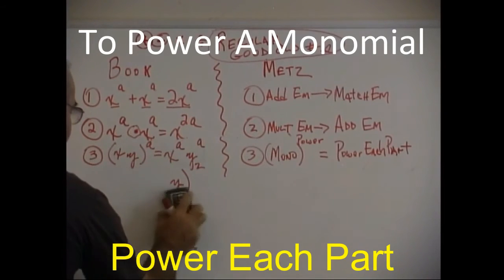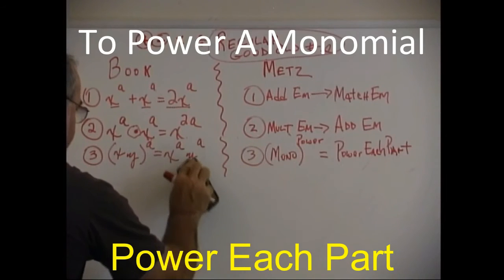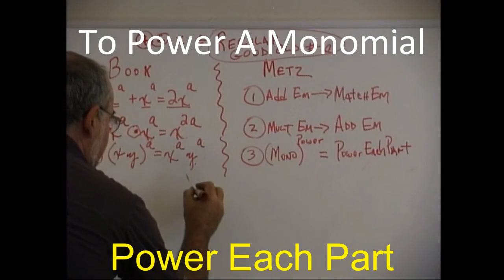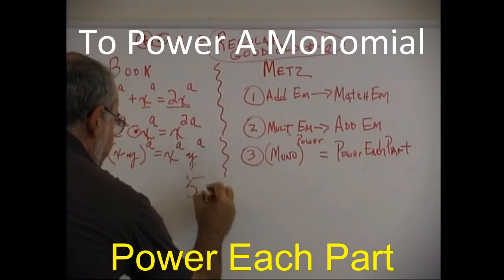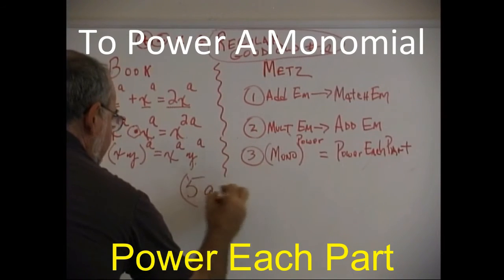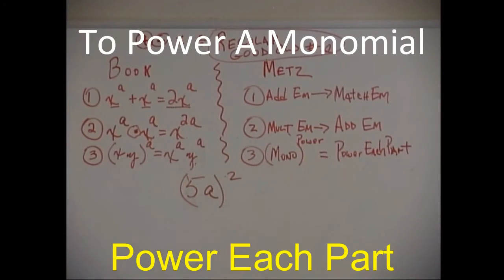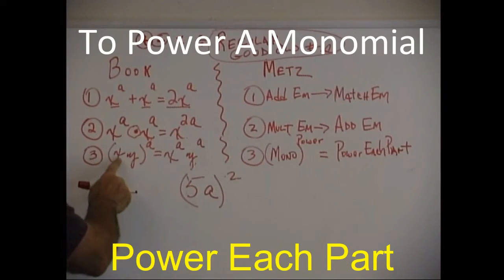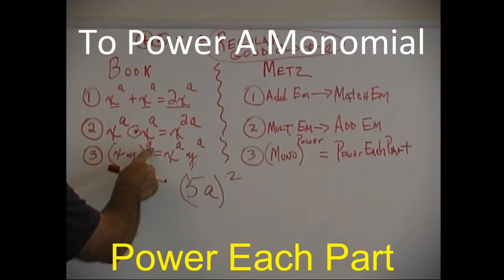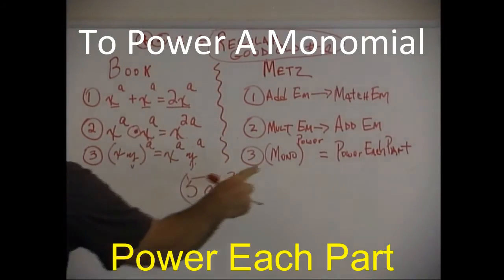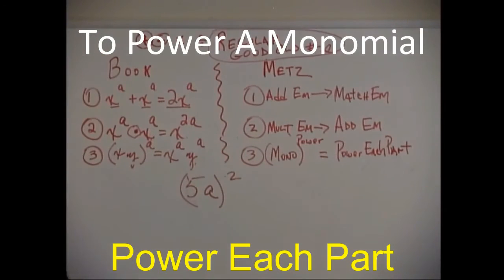Let's take another look at that. Let's take another example. So let's suppose that I got 5a to the second. How do you raise 5a to the second? You got to raise the 5 to the second, and you got to raise the a to the second. That's what this rule says. If you got a monomial to a power, you got to take each part of it and raise it to that power. A monomial to a power, you power each part.